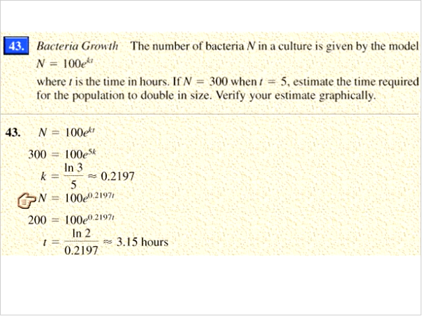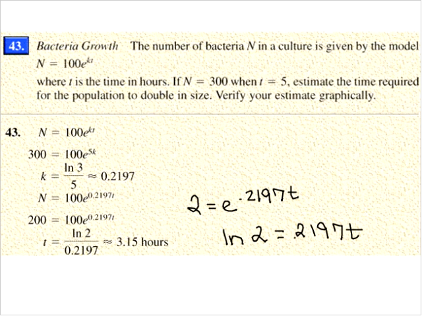And now we're going to look to see how long it takes to double. If we're starting with 100, double that is 200. So divide each side by 100 to get 2 equals e to the 0.2197t. Take the natural log of both sides and divide by 0.2197. So on your calculator, that's approximately 3.15 hours.